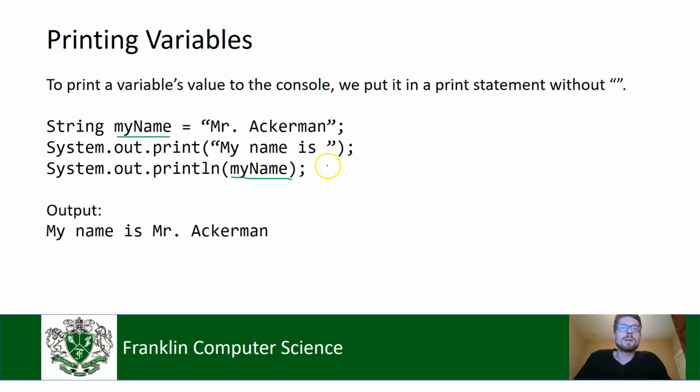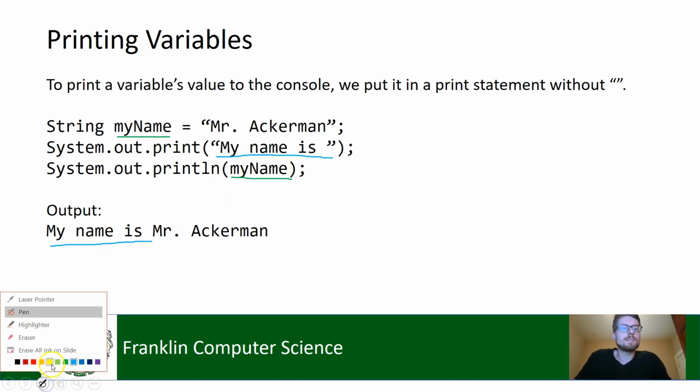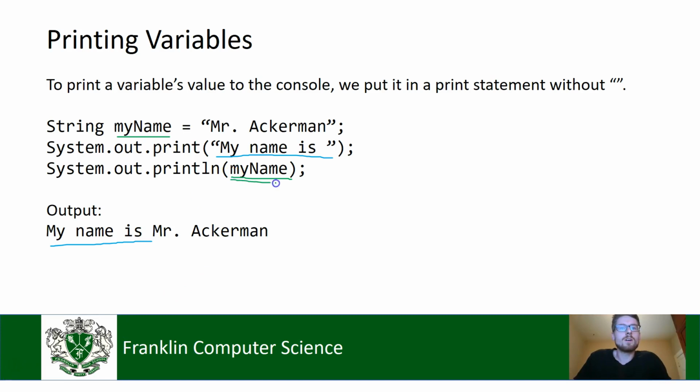That's correct. We're going to get "my name is" with the space. So this is "my name is" with the space. And then when we do the printing of Mr. Ackerman, or excuse me, when we do the printing of the variable my name, it's going to say, hey, I'm not going to print my name. I'm going to go find the value, which is over here. This is the value. And we're going to go replace my name here with the value.